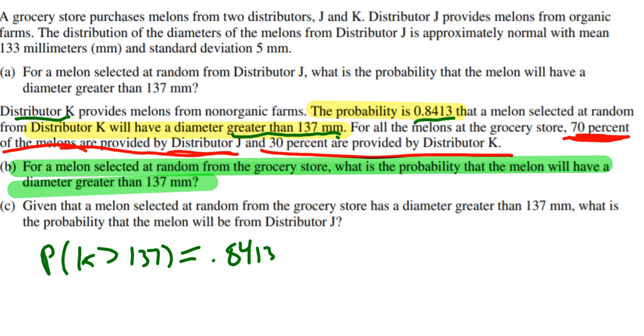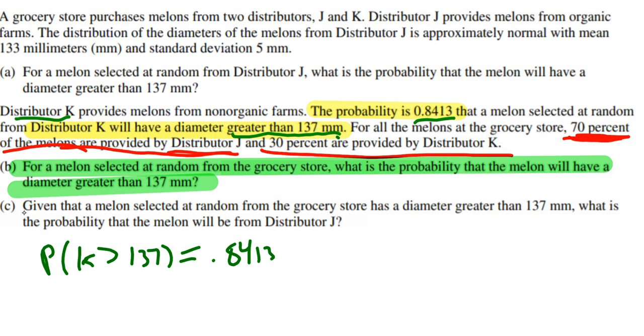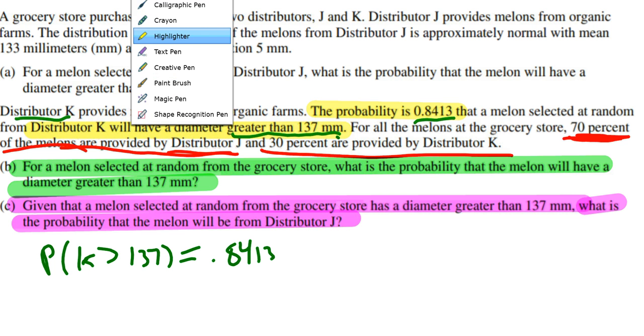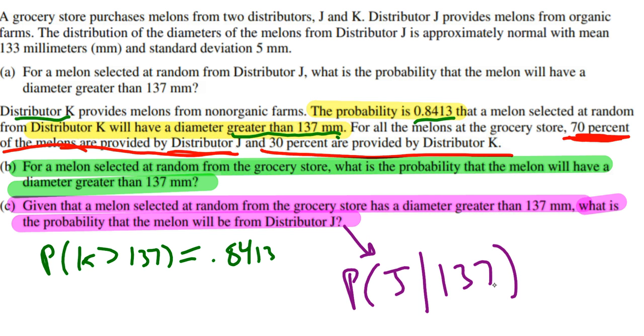All right, let's look at part C. Let's go back to the highlighter for a minute. Let's pick another color. So I'm going to highlight in purple. Given the melon selected from grocery store has a diameter greater than 137, what is the probability that the melon would be from distributor J? So you need to recognize that as a conditional probability. And so how do we state this probability? We want to know what's the probability a melon came from distributor J, given we know it had a diameter greater than 137. So this is another time where the tree diagram can be pretty helpful.